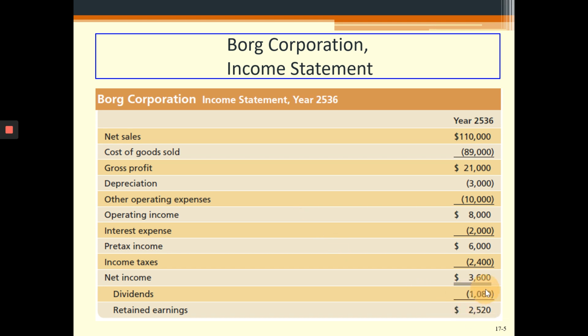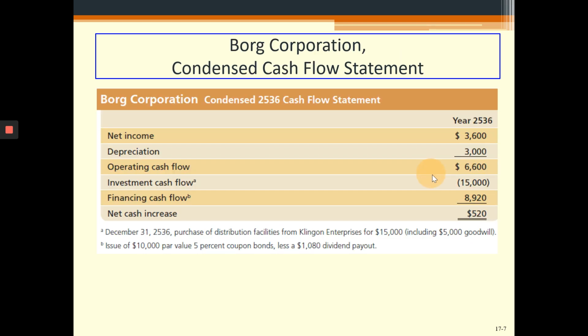So they paid the dividend. This is the usage of the cash under the head of the financing cash flows, and 10,000 is the source of the cash. So the net is 10,000 minus 1,080. So that will generate the net source of the financing cash flows, which is 8,920.